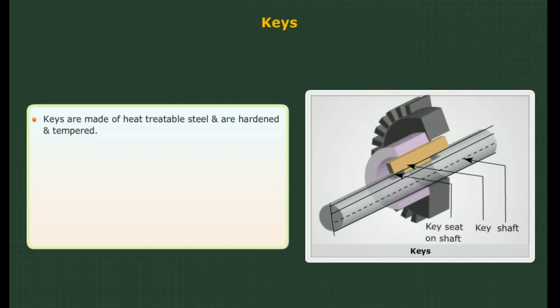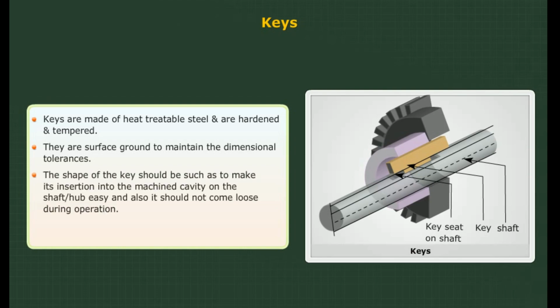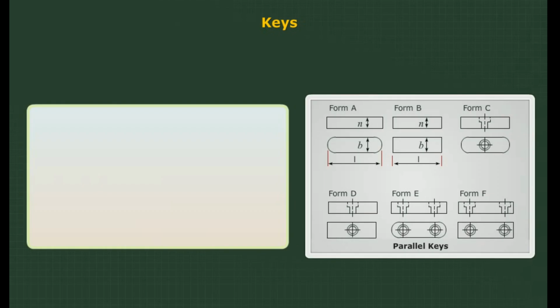Keys. Keys are made of heat-treatable steel and are hardened and tempered. Their surface ground to maintain the dimensional tolerances. The shape of the key should be such as to make its insertion into the machined cavity on the shaft or hub easy, and also it should not come loose during operation. For this, some types of keys are with taper, 1:100, and these keys have to be forced into position.